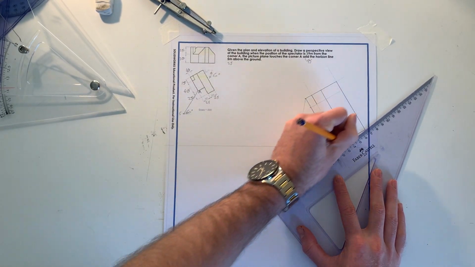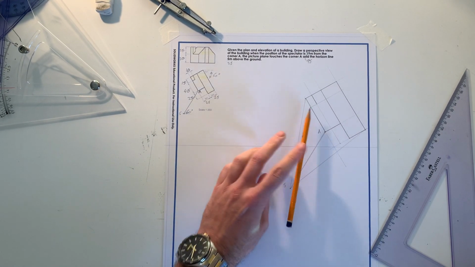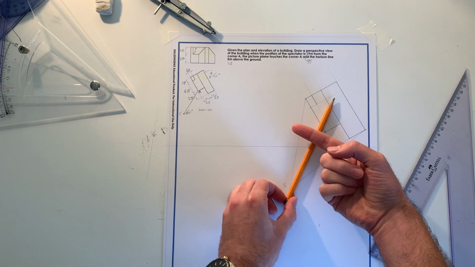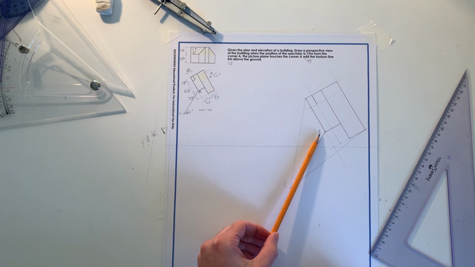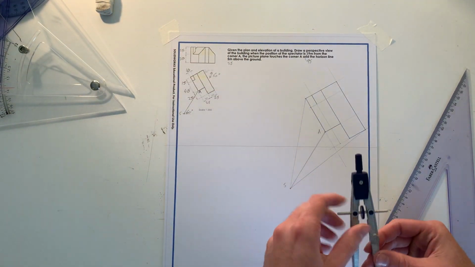Like so. And when I've done that, I need to bisect this angle from here to here. And the line that I get, I need to have a line perpendicular to that, which is going to be my picture plane. And remember that it is going to be traveling through A. Get my compass, going to bisect it.